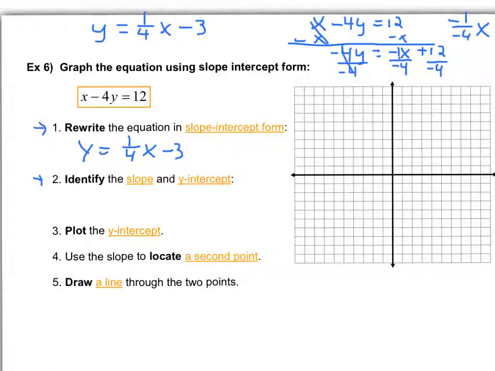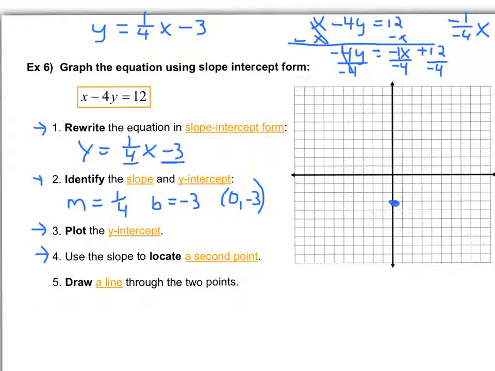Step 2 is to identify the slope. So m, the slope, is equal to the number that's with the x, that's 1/4. The y-intercept here is the b, that's negative 3, which means it intercepts where x is 0 and y is negative 3. Next step, plot the y-intercept that we have. So 0, negative 3 is here. We need to plot that.